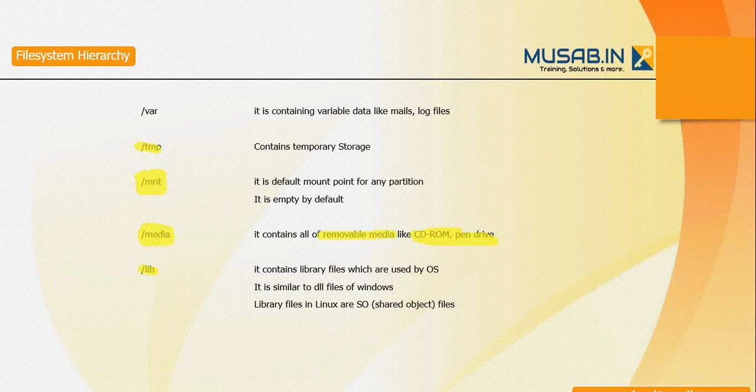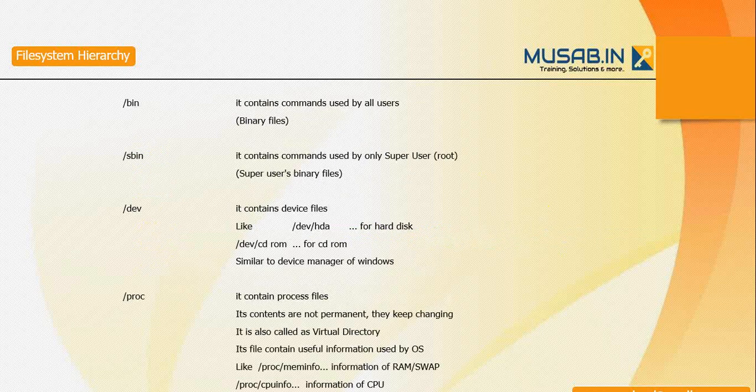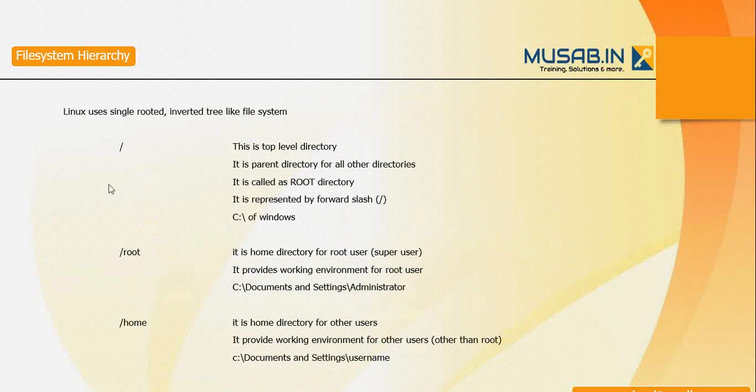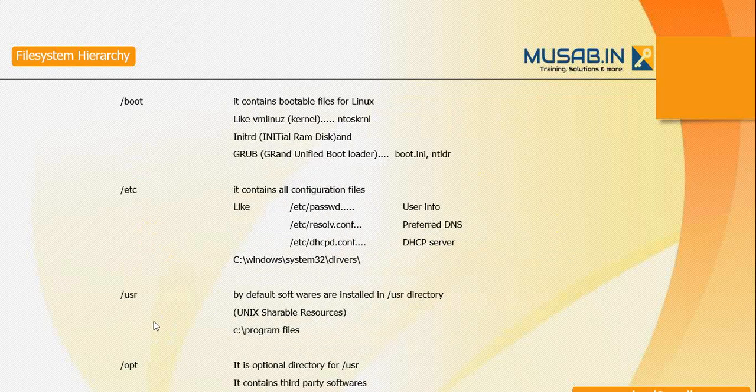So this is all about your file system hierarchy. So one more time, just a repetition. The topmost directory is slash, which is the mother directory of all, and it is also called the root directory. Then you have /root, the home directory for the root user or super user. Followed by /home, which is the mother directory to all normal users. Every normal user will get a home directory created inside /home.